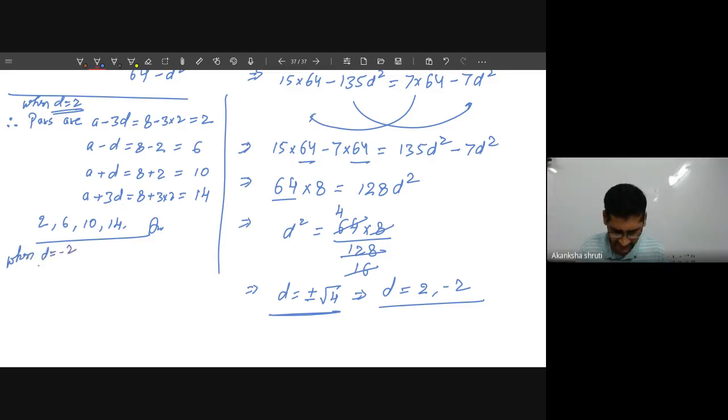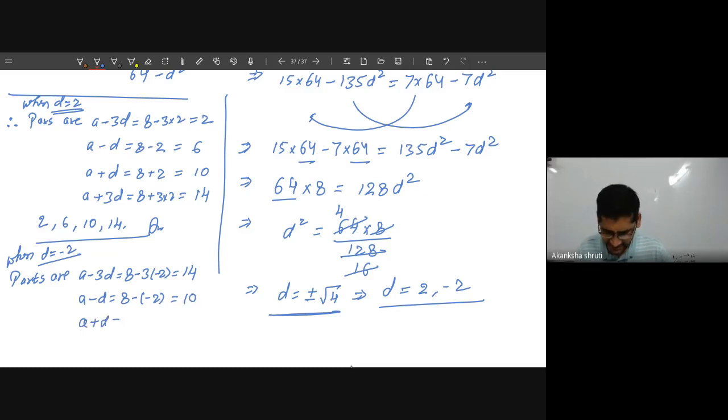When this D is minus 2, you will get the same answer but in reverse order. So parts are, what are the parts? A minus of 3D. A student, A is our 8 minus of 3 into minus of 2 we have to take. A student, here we are getting minus of 2 into minus 3 is plus 6. So 8 plus 6 is going to give us 14. A minus of D. So 8 minus minus 2 is going to give us 10.